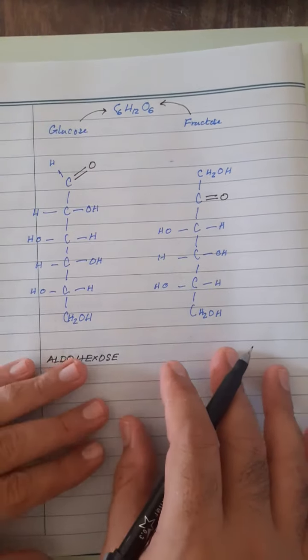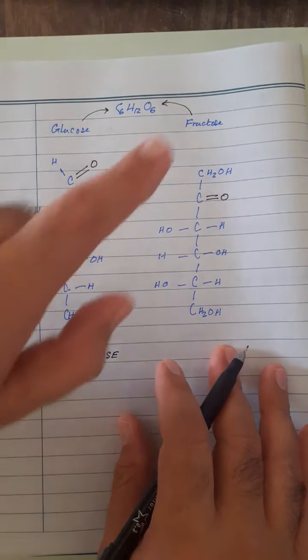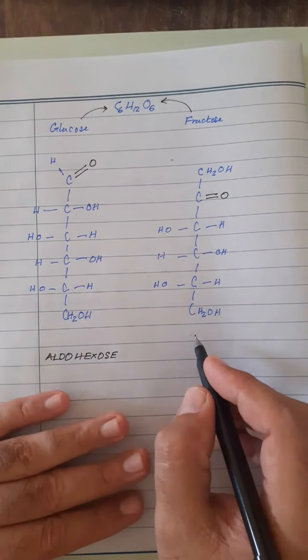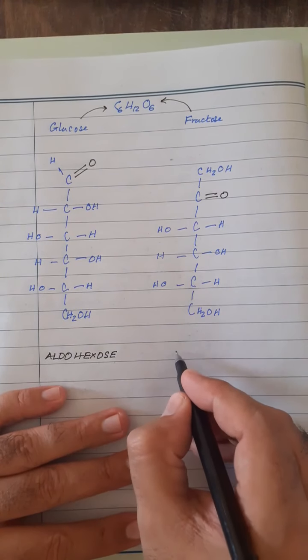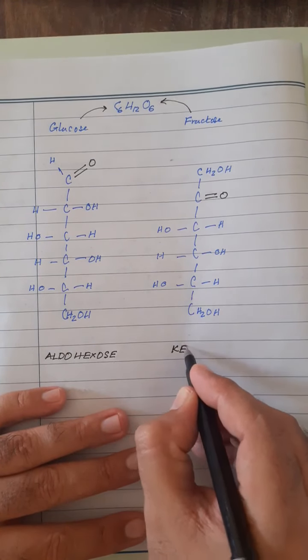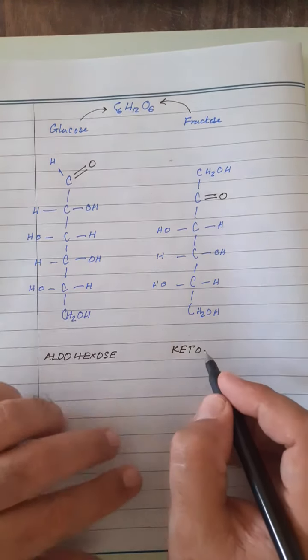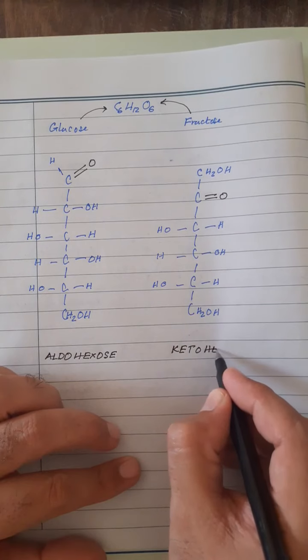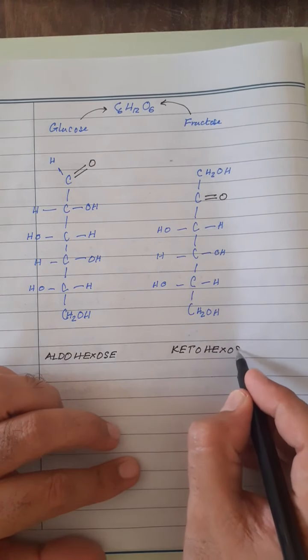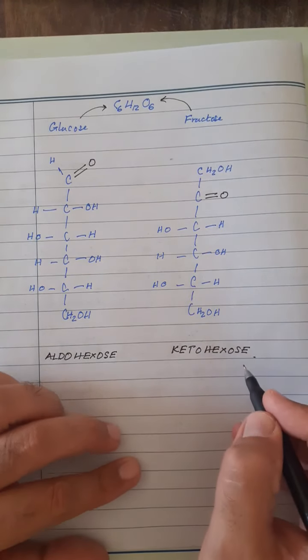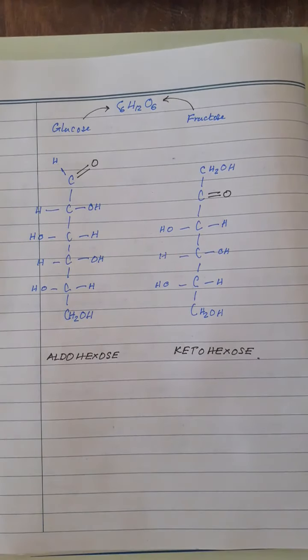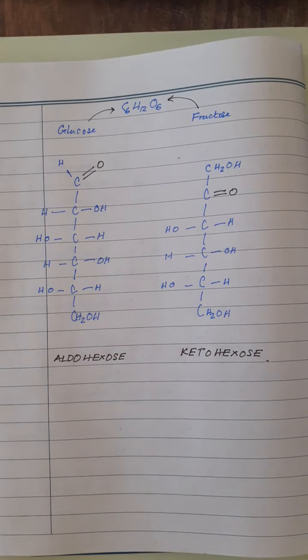Now, can you tell me, if glucose is aldohexose, what is fructose? Yeah? Ketohexose. Why keto? Because this is a ketonic group. Hex, because of the 6 carbons, and ose, because of the carbohydrate.